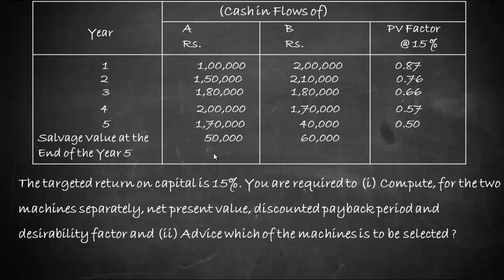The targeted return on capital is 15%. You are required to compute for the two missions separately the NPV, discounted payback and desirability factor, and advise which of the missions should be selected. So in this problem we should have clear understanding about what is the initial cash outflow, and annual cash inflows are easy because we have data in a table form, so we just have to multiply them, but finding the initial cash outflow is more important. Let's get started with that.